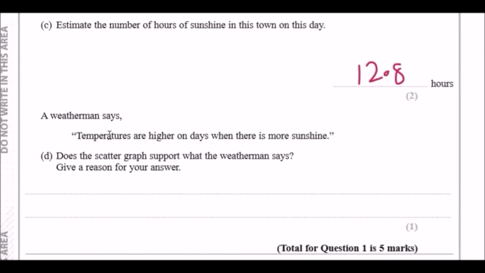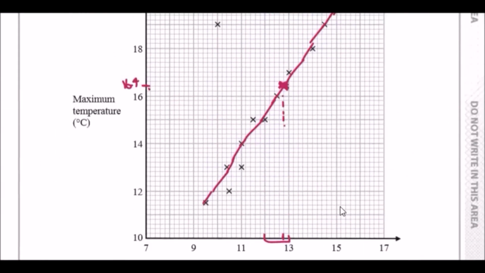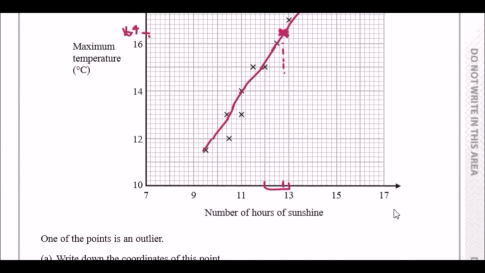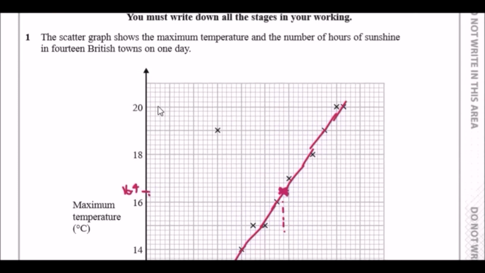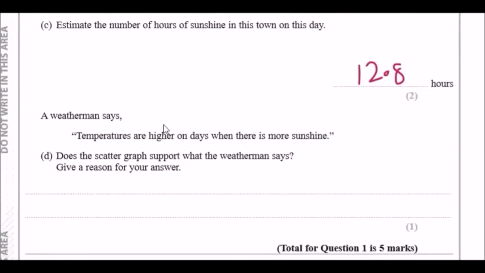So a weatherman decides to say temperatures are higher on days when there is more sunshine. Well, to be honest, looking at this graph, it's true. Because as the number of hours increases, the maximum temperature itself also increases. So does the scatter graph support what the weatherman says? And here you can just simply say yes. Pretty much just talk about the temperature itself. So yes.